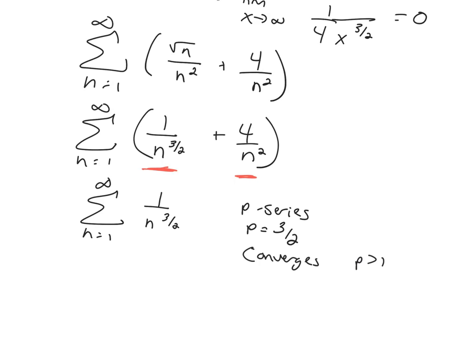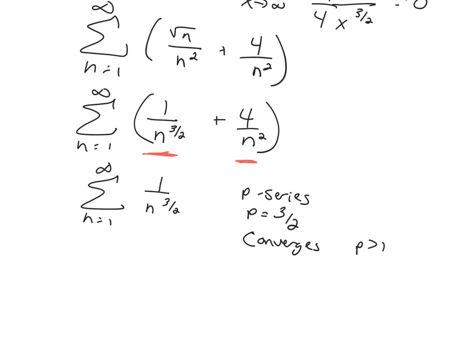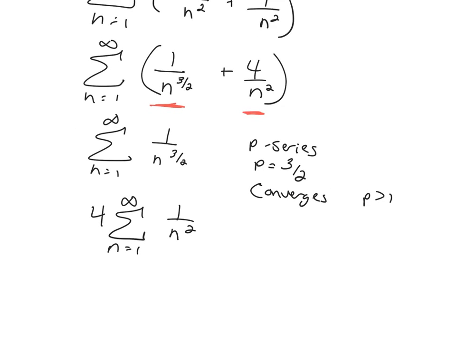Let's look at our second one. There's this 4, but I can pull out the constant, remember? 4 times 1 over n squared. You told me that this is a p-series. What's my p value? 2. Does it converge or diverge? Converges. What if one of those were less than 1? Then the whole thing would diverge. Even if one converged but the other diverged, it's still divergent. Yeah, they both have to converge in order for the whole thing to converge.